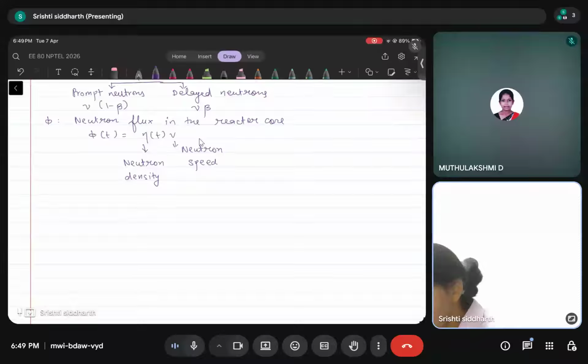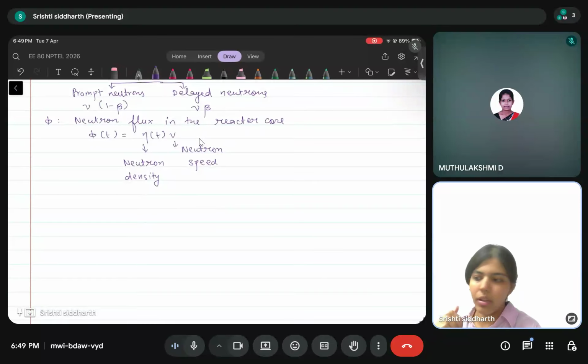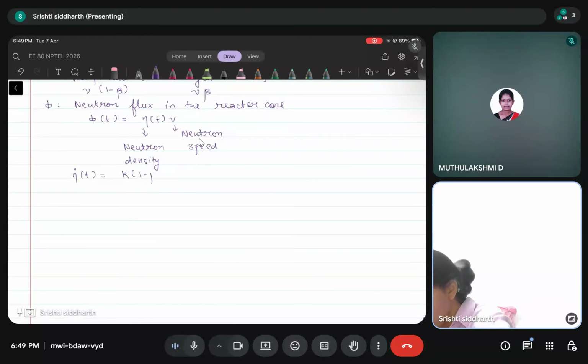Then we need the time rate of change of the neutron density so that we know the rate of generation of the neutrons in a fission reaction. So that would be eta dot of t. This is from the lecture notes: k times 1 minus beta minus 1 over L, times eta of t, plus lambda psi of t. So we have a differential equation.